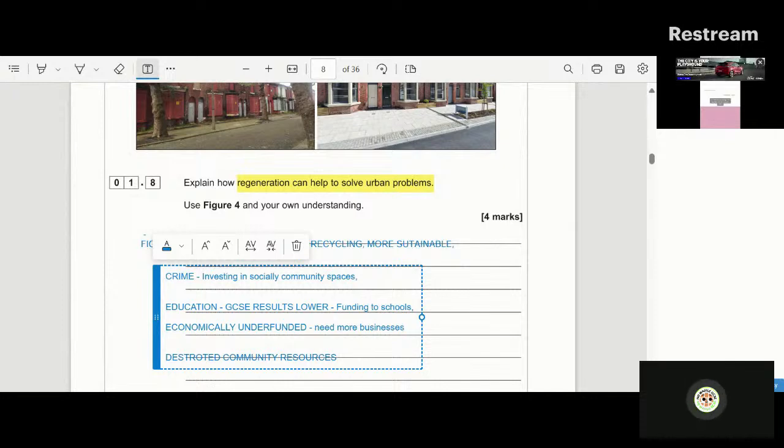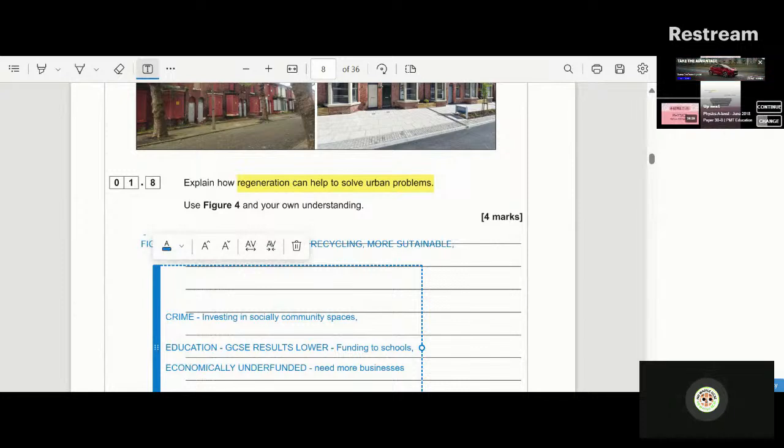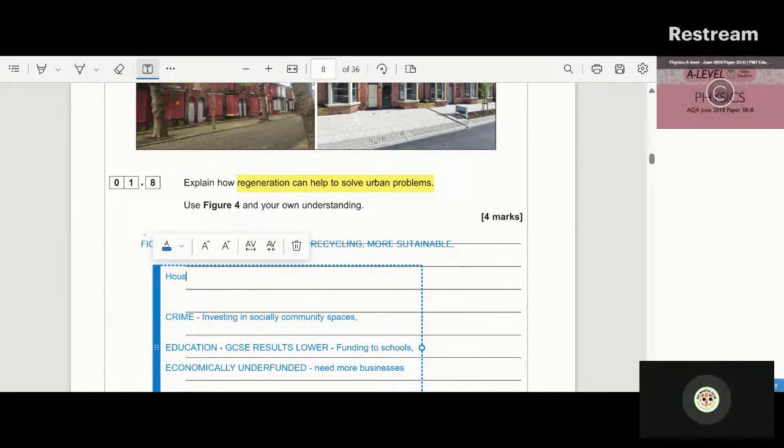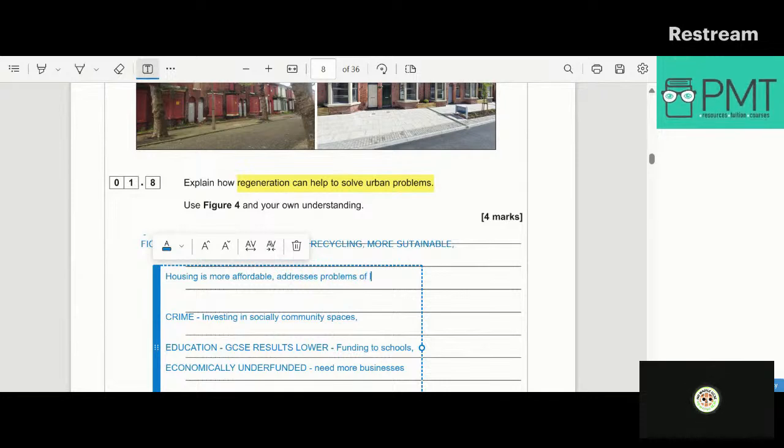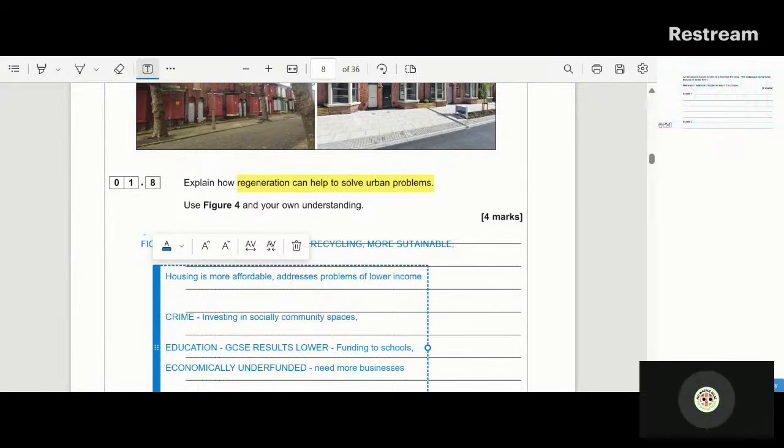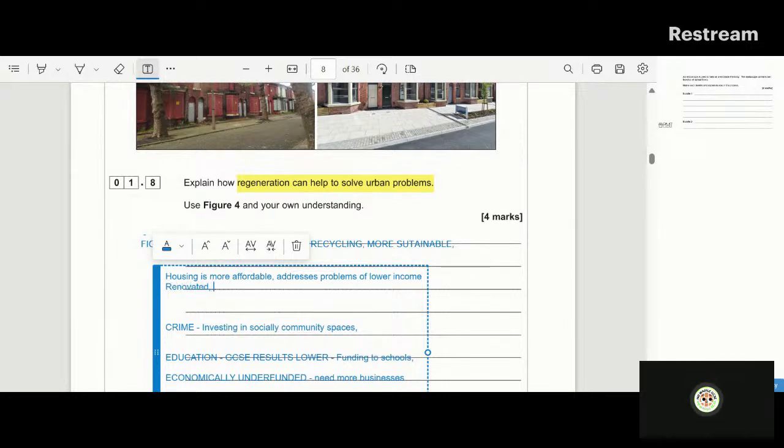Okay, and what else does it say on the mark scheme? They say you can talk about a range of urban problems, low cost rent and ownership. That's important as well, and that's something you can relate to the figure. That's interesting because it's not as explicit when you see the picture. It just shows housing, but you can talk about how the housing is more affordable. Maybe subsidies are put into place, and this addresses problems of lower income. And also through the houses being renovated, you can discuss how there's a better standard or quality of life.